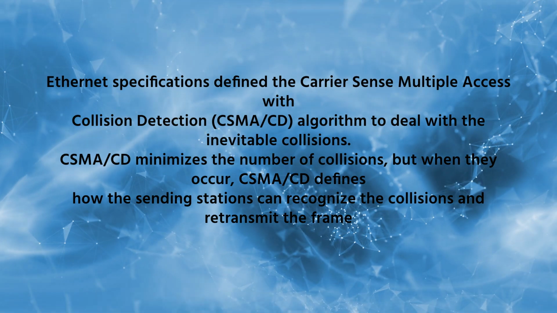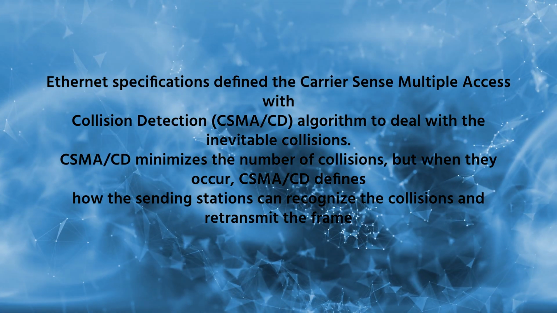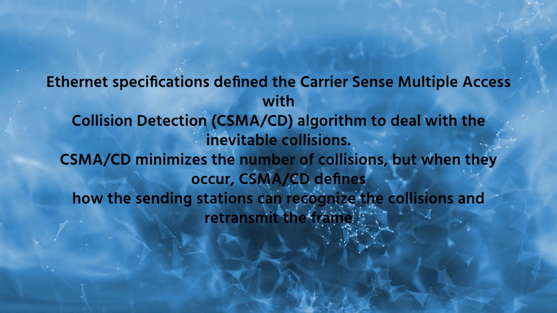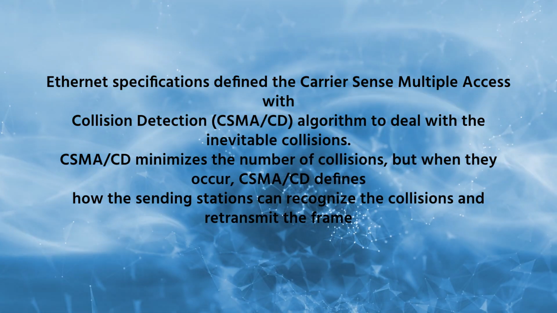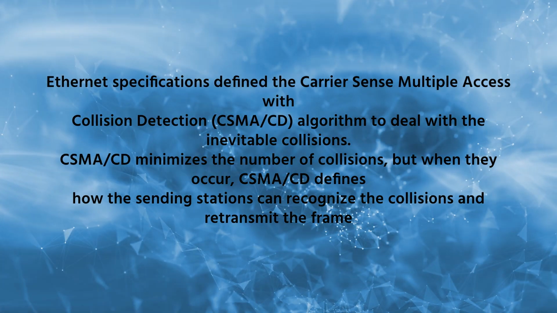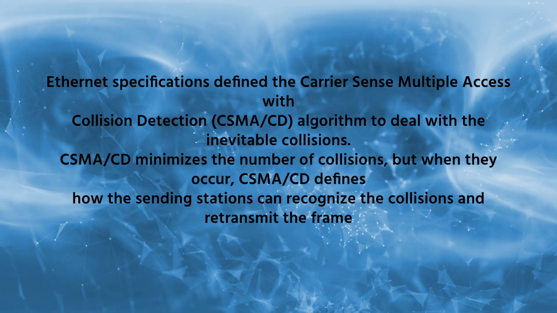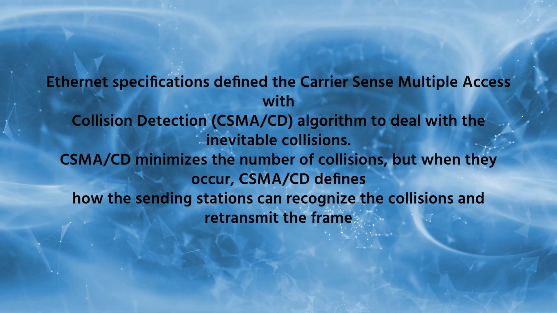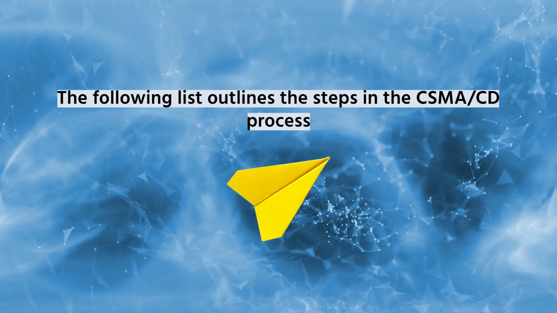Ethernet specifications defined the carrier sense multiple access with collision detection (CSMA/CD) algorithm to deal with the inevitable collisions. CSMA/CD minimizes the number of collisions, but when they occur, CSMA/CD defines how the sending stations can recognize the collisions and retransmit the frame. The following list outlines the steps in the CSMA/CD process.